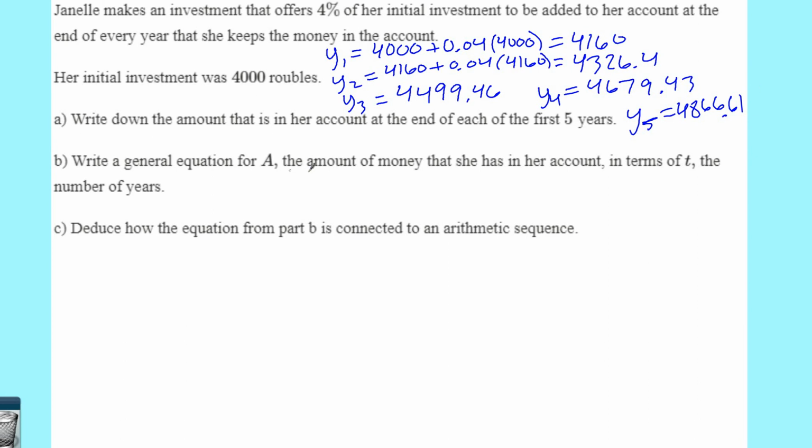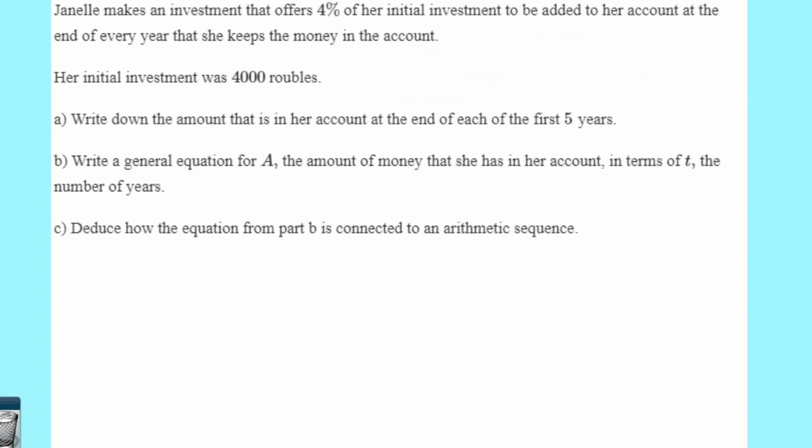Okay, so now write a general equation for A, the amount of money that she has in her account in terms of T, the number of years. All right, so I feel really silly because that was a geometric problem what I was doing, and we are definitely only in arithmetic stuff. It said 4% of her initial investment to be added to her account at the end of every year. So it doesn't change what she adds. She's still only adding 160 at the end of every year.